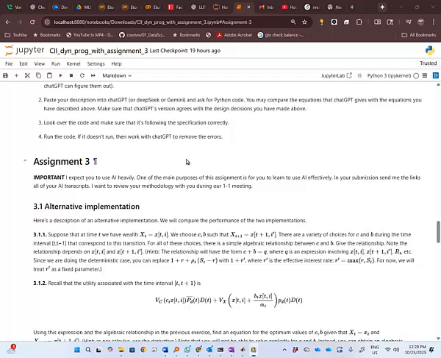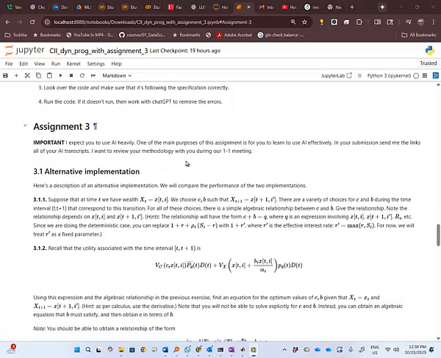Hello. So I want to go over this assignment for the consumption insurance investment dynamic programming solution. And we're doing the backward recursion. Now take note of this here. I do expect you to use AI heavily.